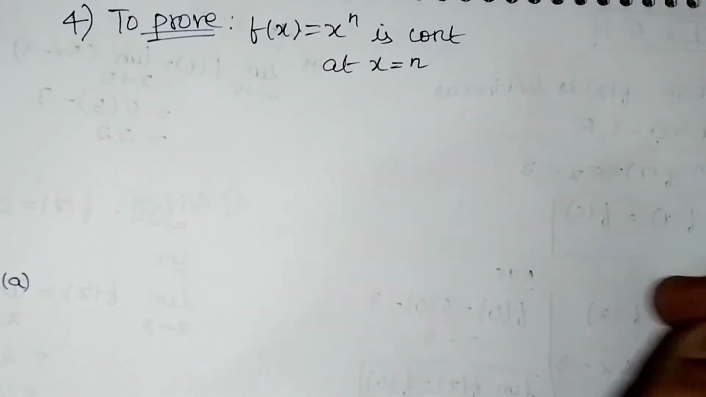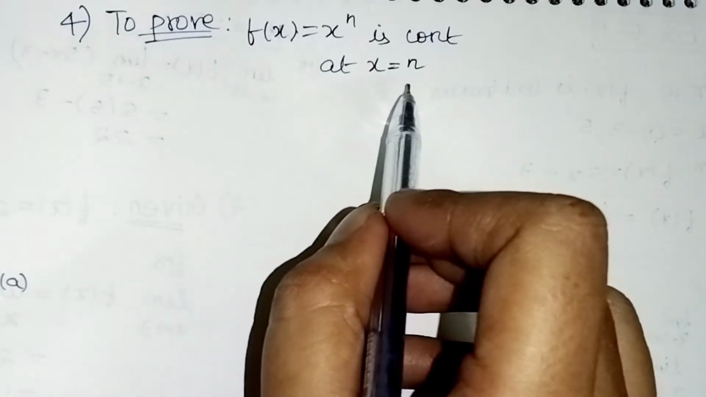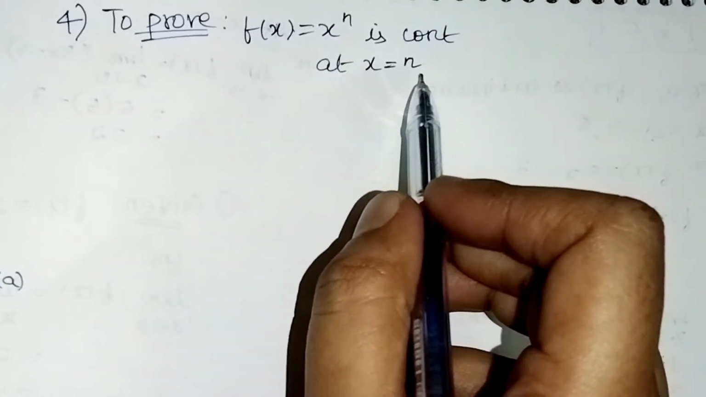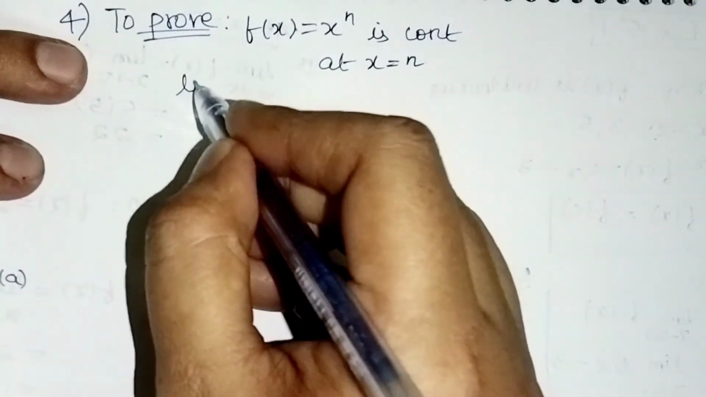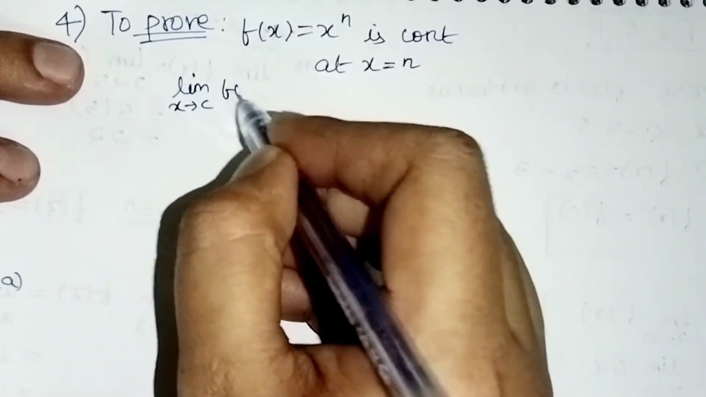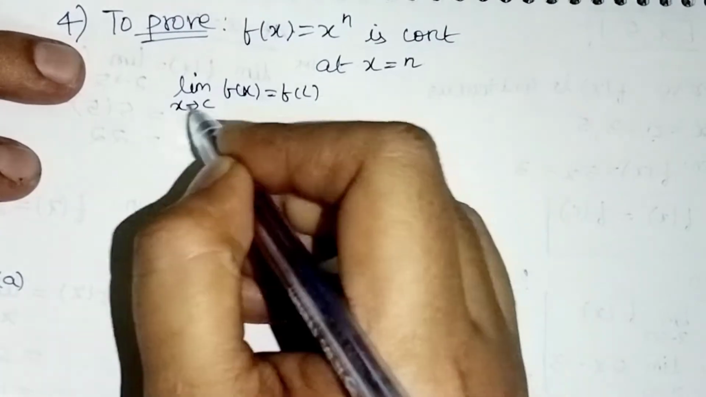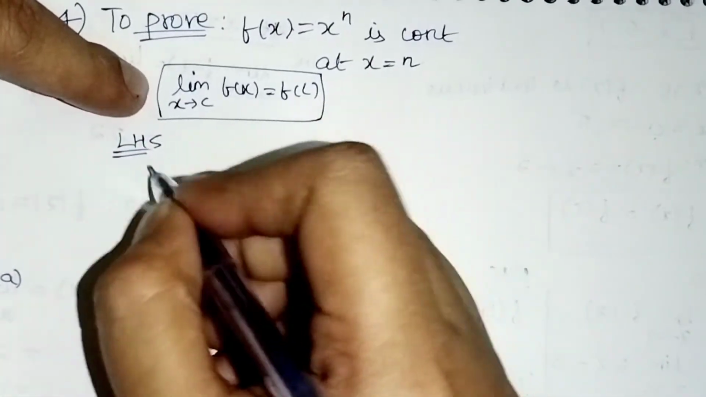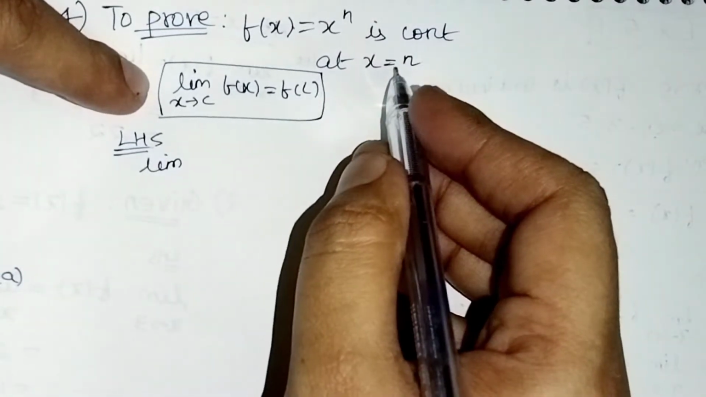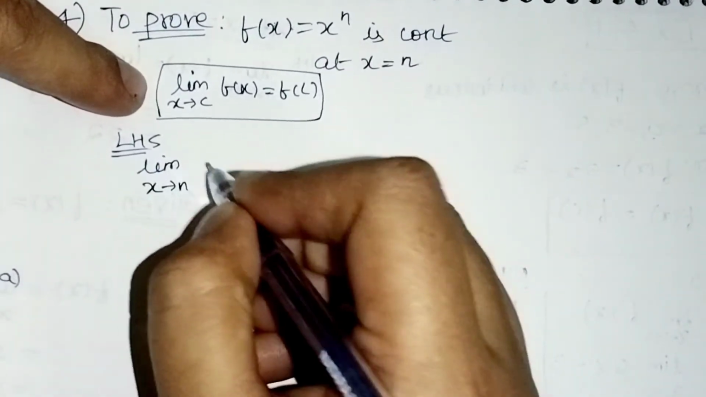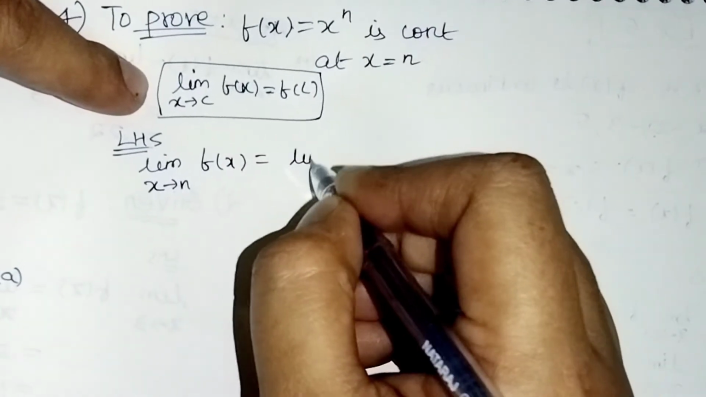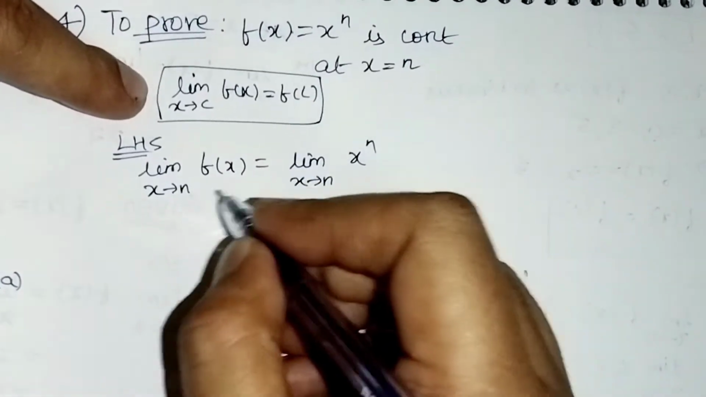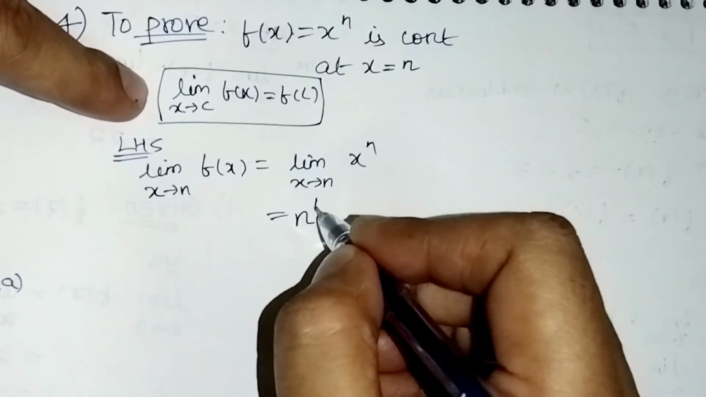Number 4, we need to prove f of x equal to x power n is continuous at x is equal to n, and n they have mentioned as a positive integer. We can make use of the definition, that is limit x tends to c, f of x equal to f of c. Now the LHS part: limit at x is equal to n, isn't it? So limit x tends to n, f of x, substitute the function they have given as x power n. In place of x, we need to substitute n, so it is n power n.